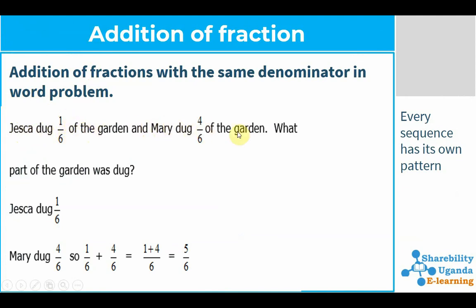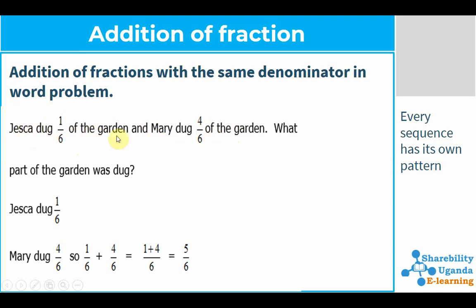Okay, good. So here they are saying Jessica dug 1 out of 6 of the garden, and Mary dug 4 out of 6 of the garden. This is concerned about digging. We have our Jessica here. They are saying Jessica dug. Hope everyone understands the word dug. It comes from the word digging. These two ladies were digging.